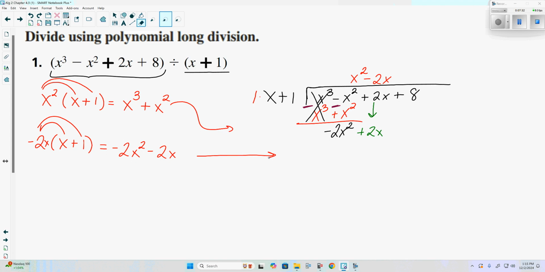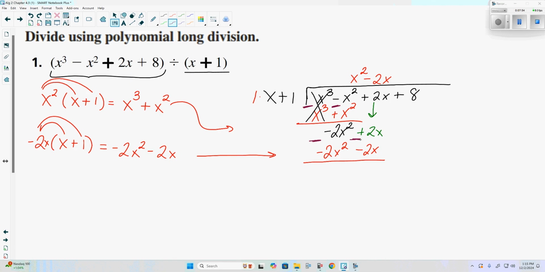And again, just like before, we're going to put it underneath and match up our like terms. Our x squareds are going to line up. Our x's are going to line up. Questions on anything we've done so far? Questions on any of this here?